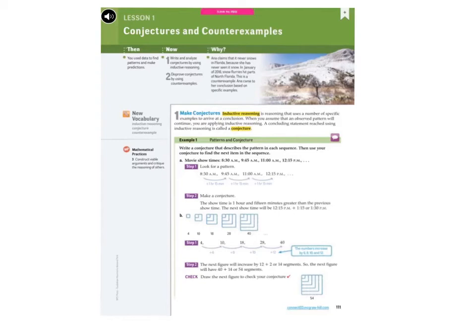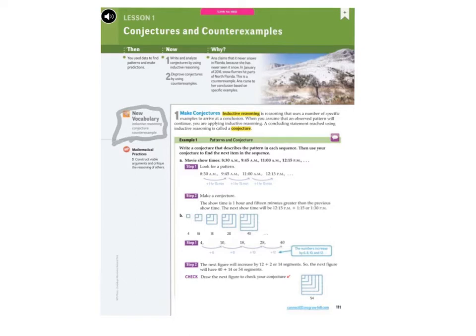Alright, so now we're starting chapter 2. This is proofs, where you, figuratively speaking, do arguments and how to prove things or disprove things. Okay, so starting in chapter 2.1, we're looking at conjecture and counterexamples. And again, make sure that you have a look at all the new vocabulary.